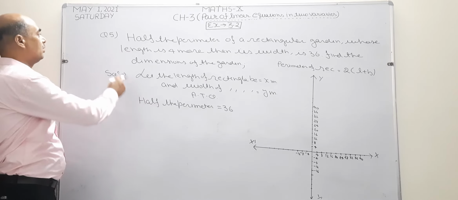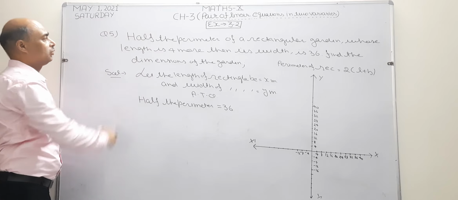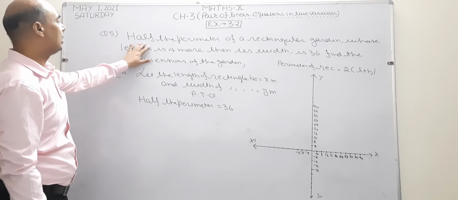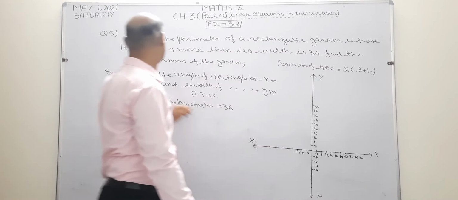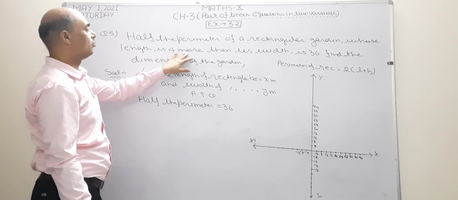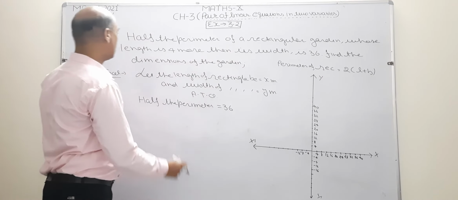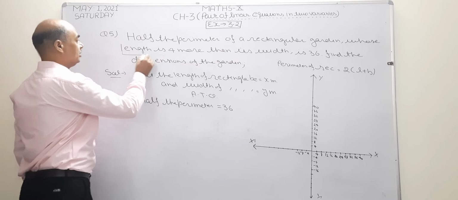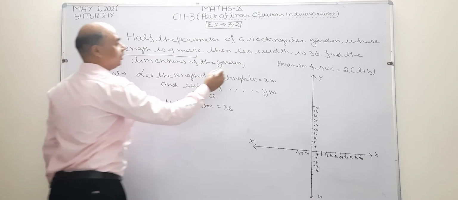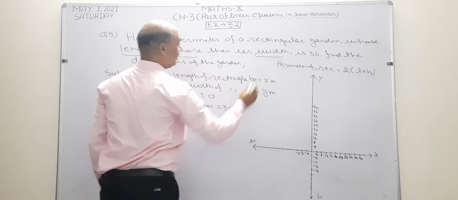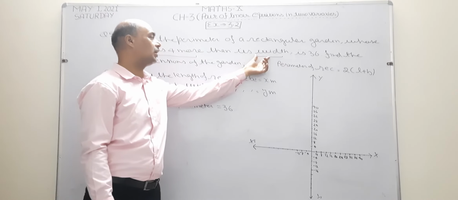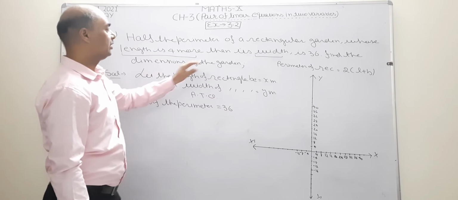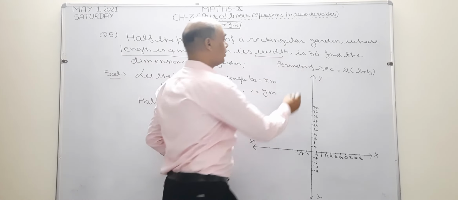Now, I want to solve question number 5 of exercise 3.2. What is given? Half the perimeter of a rectangular garden whose length is 4 more than its width is 36. Now, a comparison is there. Length is 4 more than width. It means the value of length is larger than the width. What is the meaning of "is 36"?